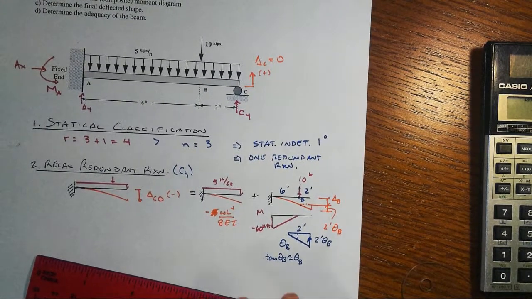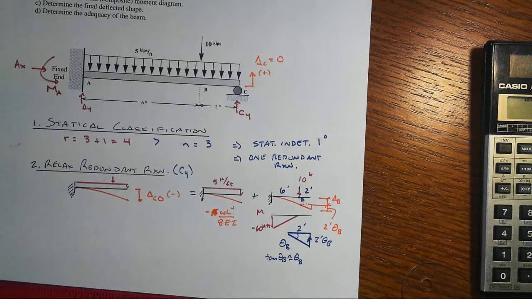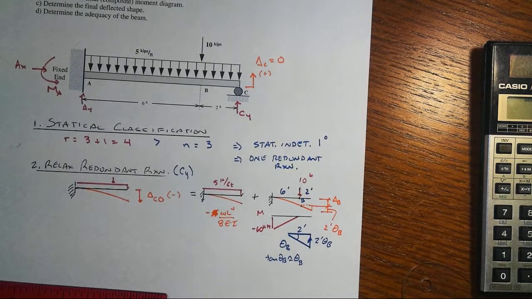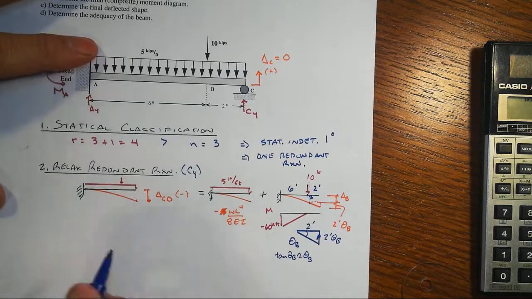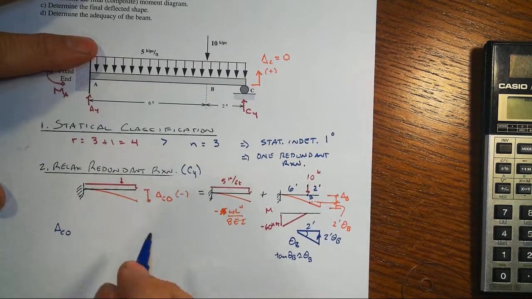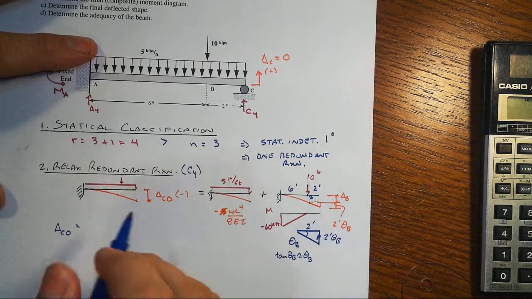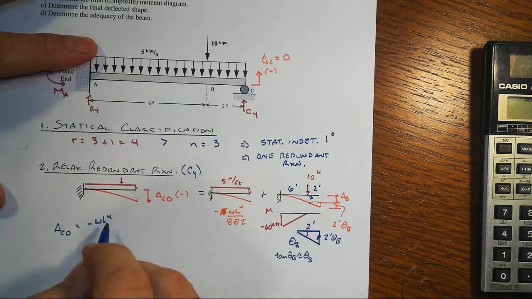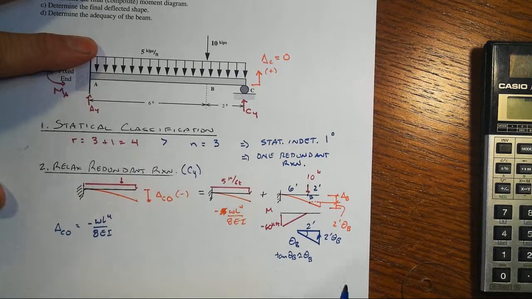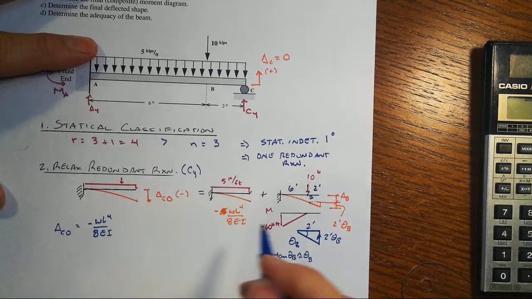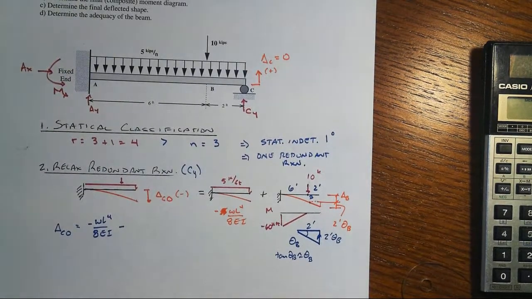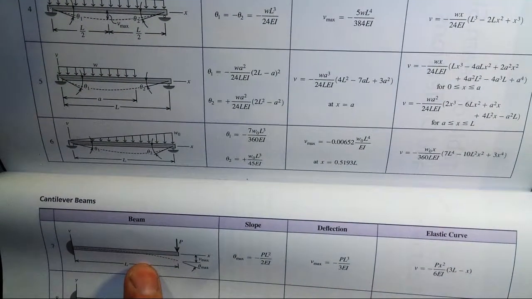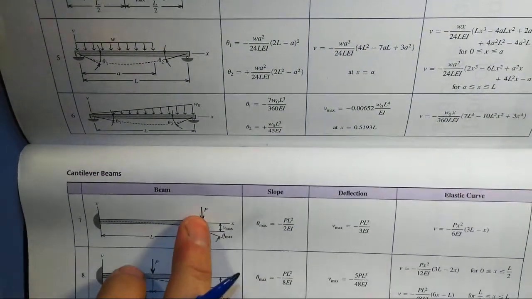You have to keep track of the units there. This is grossly exaggerated. This is nowhere near the actual real scale of what's going on here at all. Right? It is a very, very small angle in radians that we've got here. Right? So this delta C0 is going to be a combination of what we have here in the first one, minus WL to the fourth over 8EI. And then we've got a plus, what turns out to be a minus, really. It goes downwards, right?